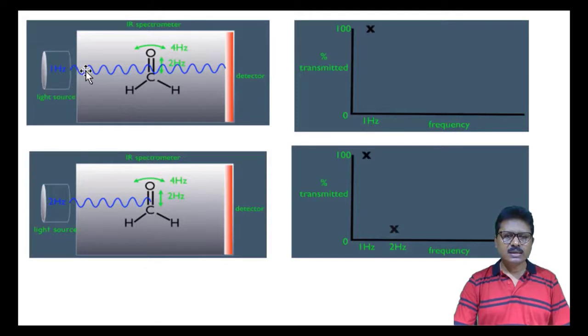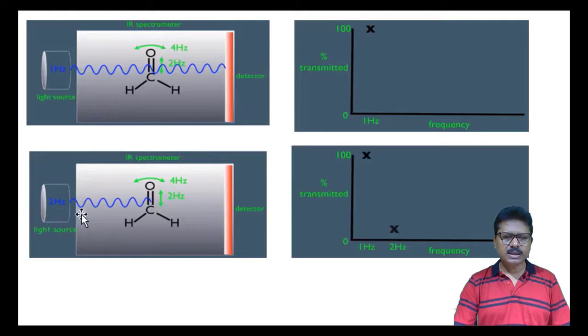Now when this 1 Hz signal passes through the sample, it will not be absorbed by the sample and the total signal will fall on the detector, and the detector will detect the signal with 100% intensity. So at that frequency, if we plot the graph, we will get a particular intensity value corresponding to 1 Hz. Next, we increase the frequency of the source and set the value as 2 Hz.